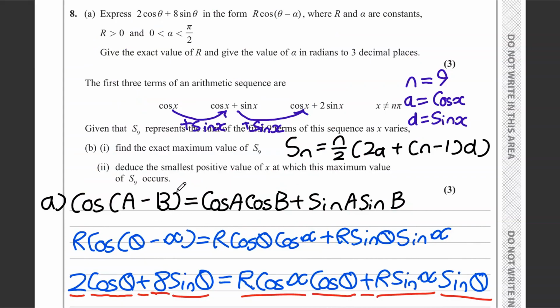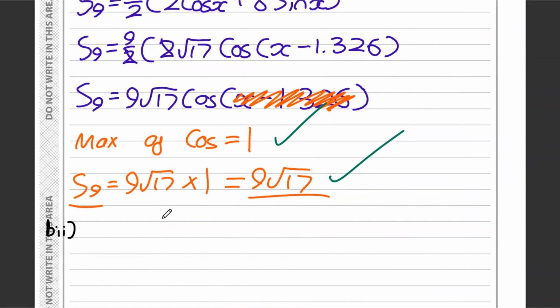Okay, and then for the second part of B, we need to deduce the smallest positive value of x at which this maximum value of S9 occurs. Now, this maximum value occurs when cos is equal to 1. So what we're going to say is this cos of x minus 1.326, which is inside this trig function here, is equal to 1.